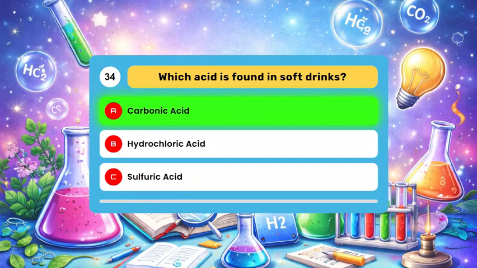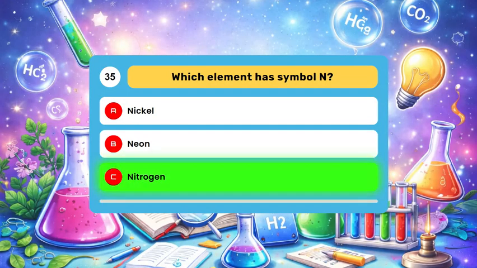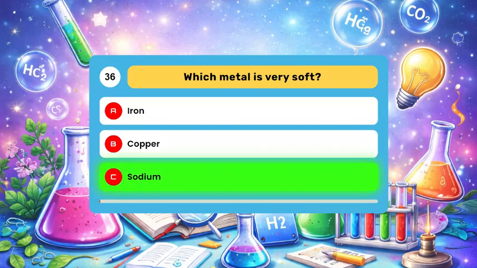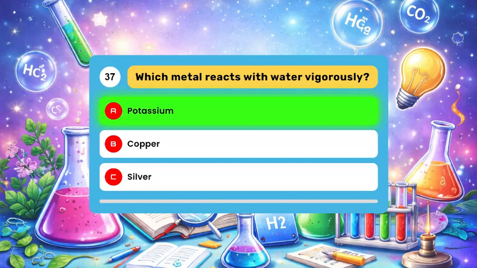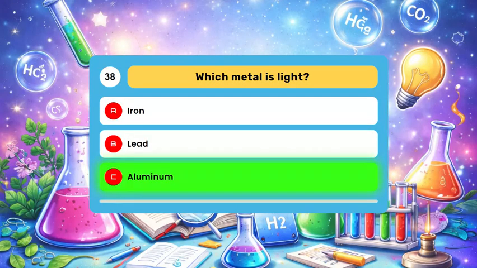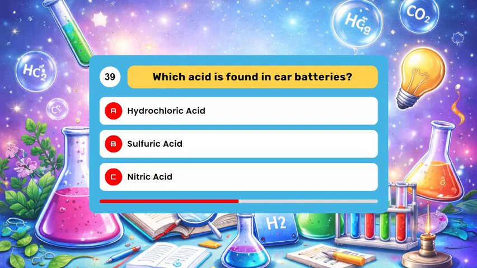Carbonic acid. Which element has symbol N? Nitrogen. Which metal is very soft? Sodium. Which metal reacts with water vigorously? Potassium. Which metal is light? Aluminum. Which acid is found in car batteries?